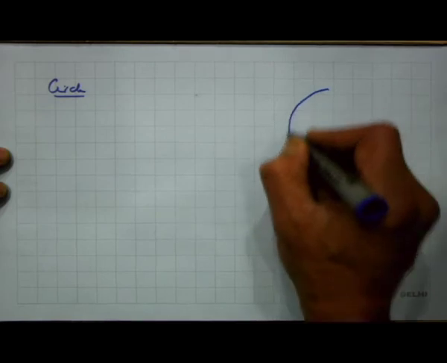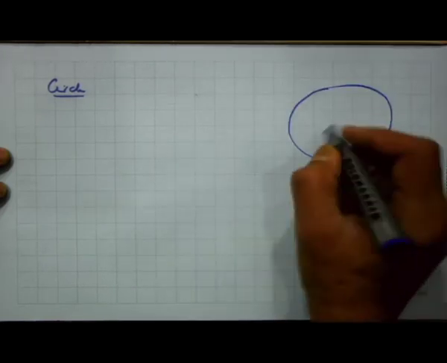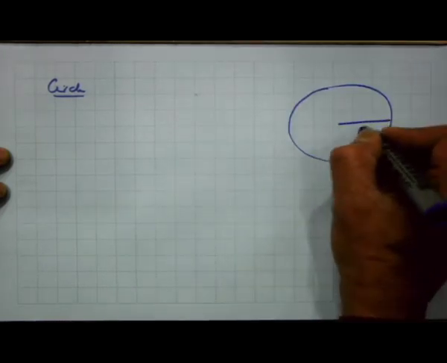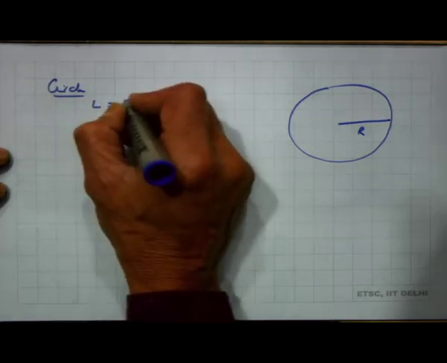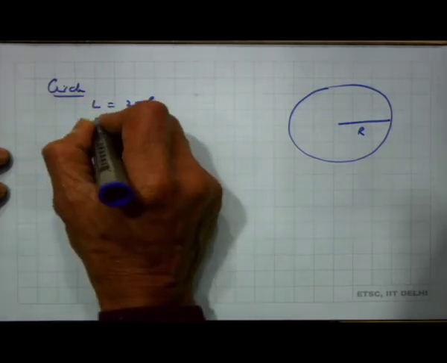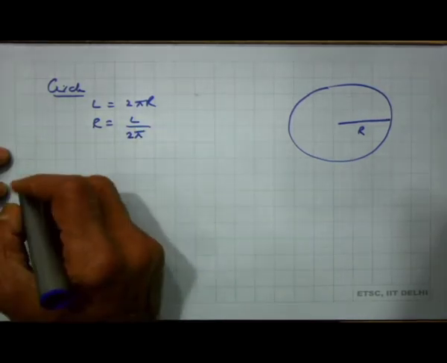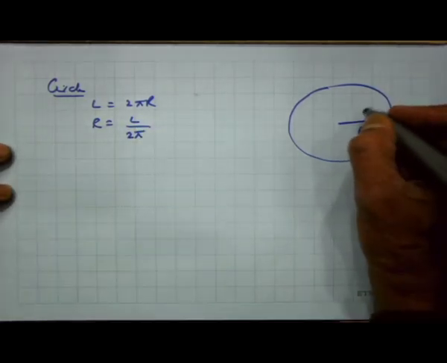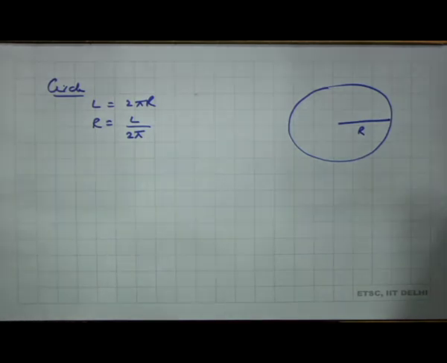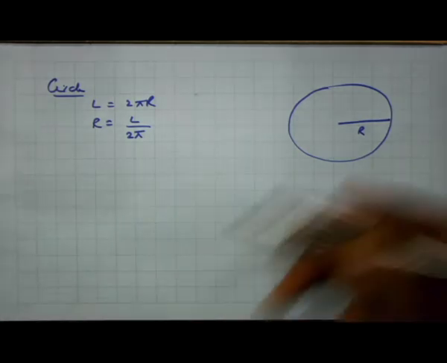So, that is my wire put in the circular form, and if the radius is r, the total length is L, which is equal to 2 pi r. So, the radius of the circle will be L by 2 pi. Now, to calculate the magnetic field here, I can very simply use the Biot-Savart law.